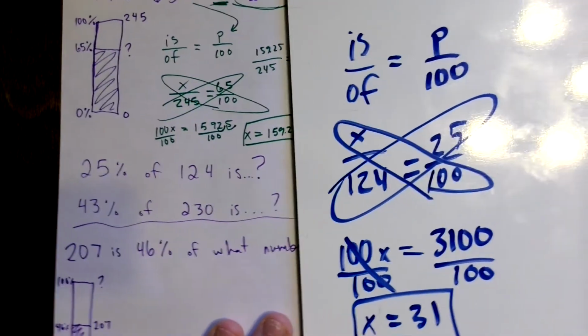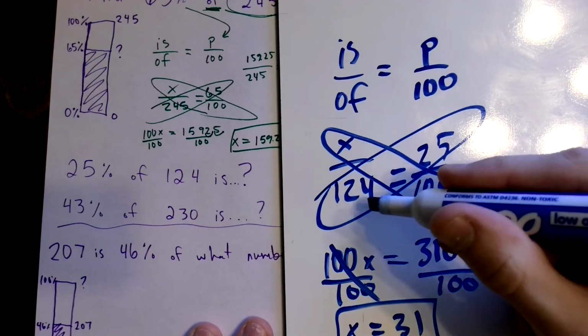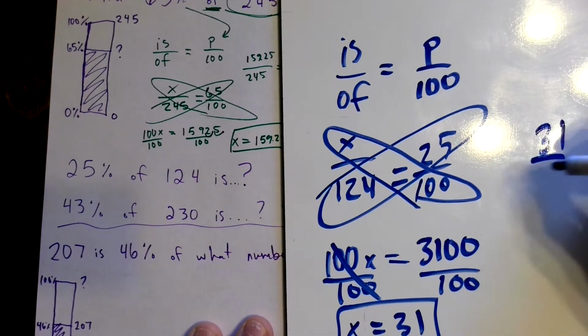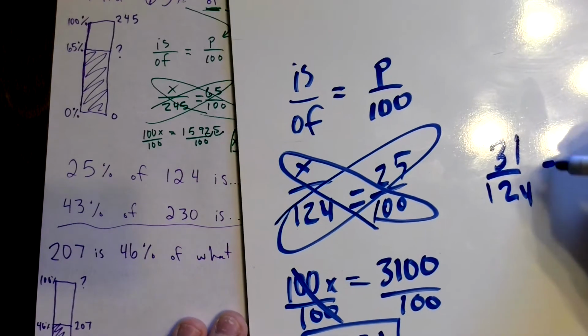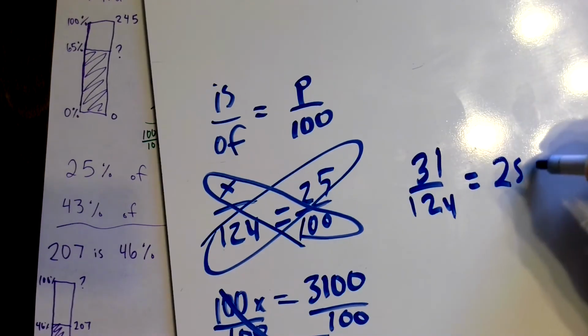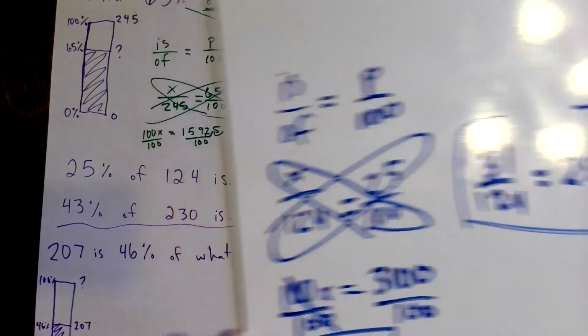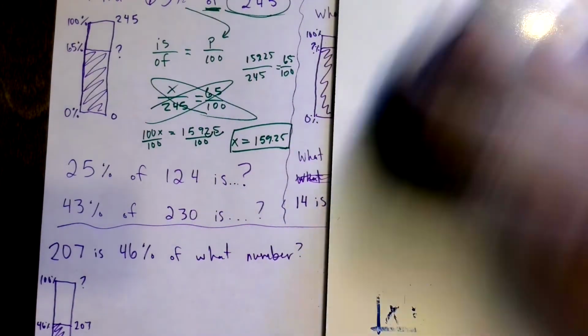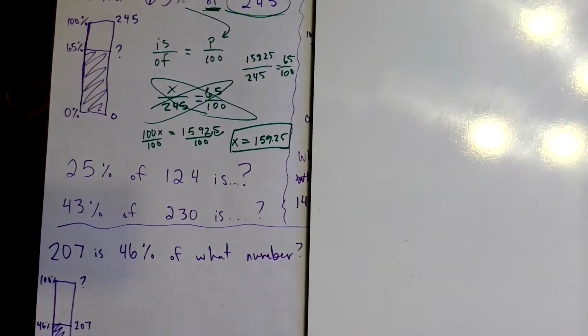So we just figured out that when the percent is 25, 31 out of 124 equals 25%. And we just figured that all out using our is over of formula. Let's take a look at one more.